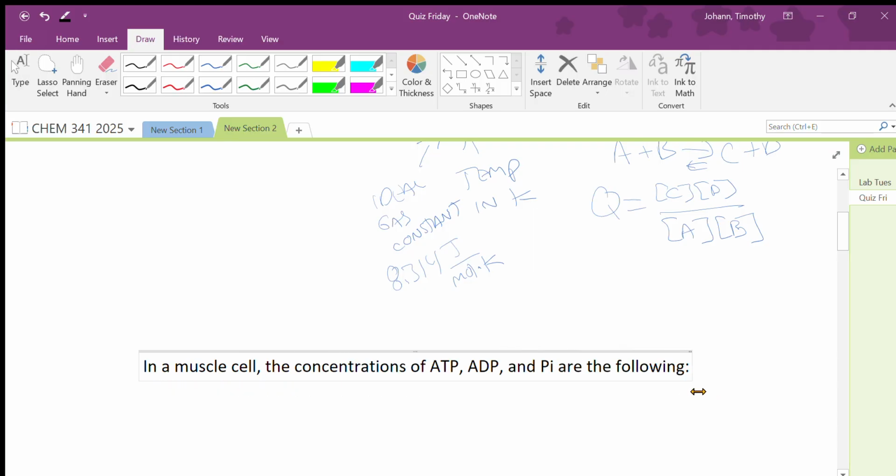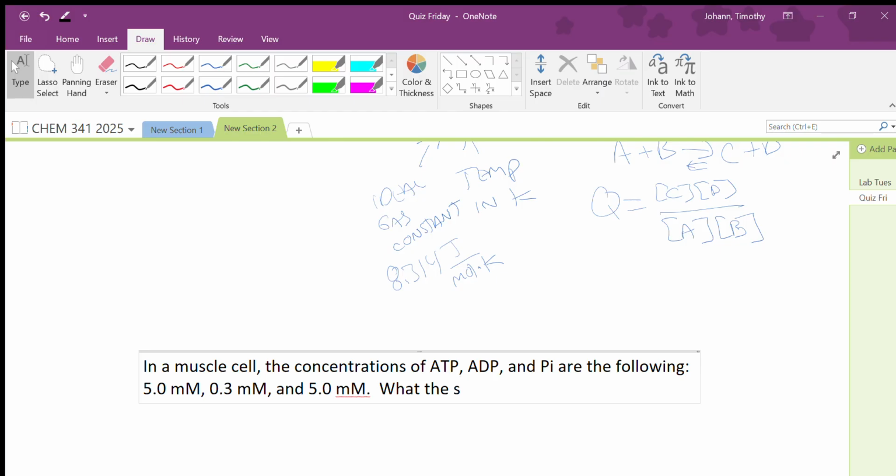And I'm going to make up, let's say it's an active muscle cell. I'm going to make up reasonable concentrations. So let's say the ATP is 5.0 millimolar. The ADP is, let's say, 0.3 millimolar. And the phosphate is, I don't know, let's make it 5.0 millimolar as well. Yeah, that seems fine. Okay.